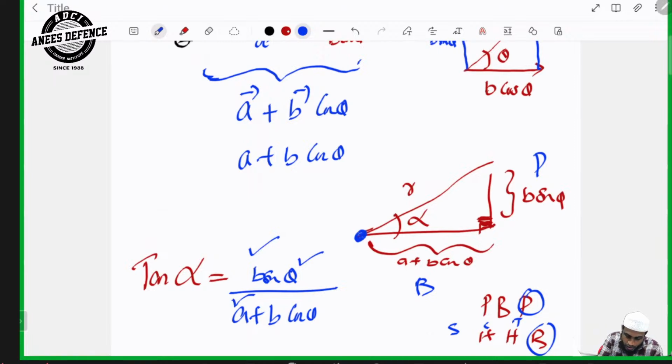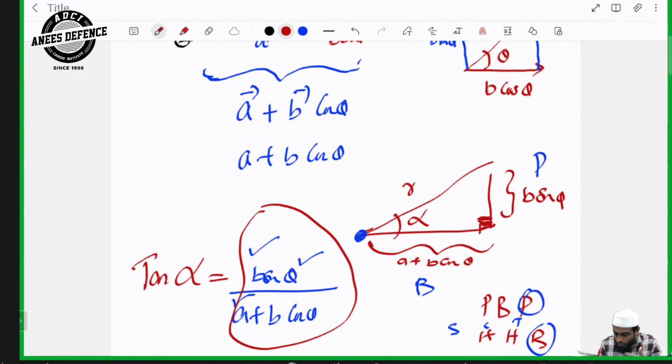So in this case, all terms are known values. A is known to you, B known to you, theta known to you. So B sin theta is known to you. A plus B cos theta is also known to you. So here all the things are known to you. Then you can easily calculate tan alpha, the angle between the resultant vector and one of the vectors. Understood?